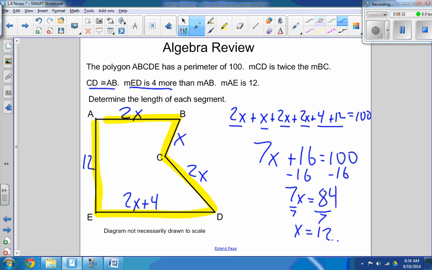I have to plug this in. So CB is 12. 2 times 12 is 24. So CD is 24, and AB is 24. ED is 2 times 12 plus 4, and this one's 28. And that's the end of this lesson.